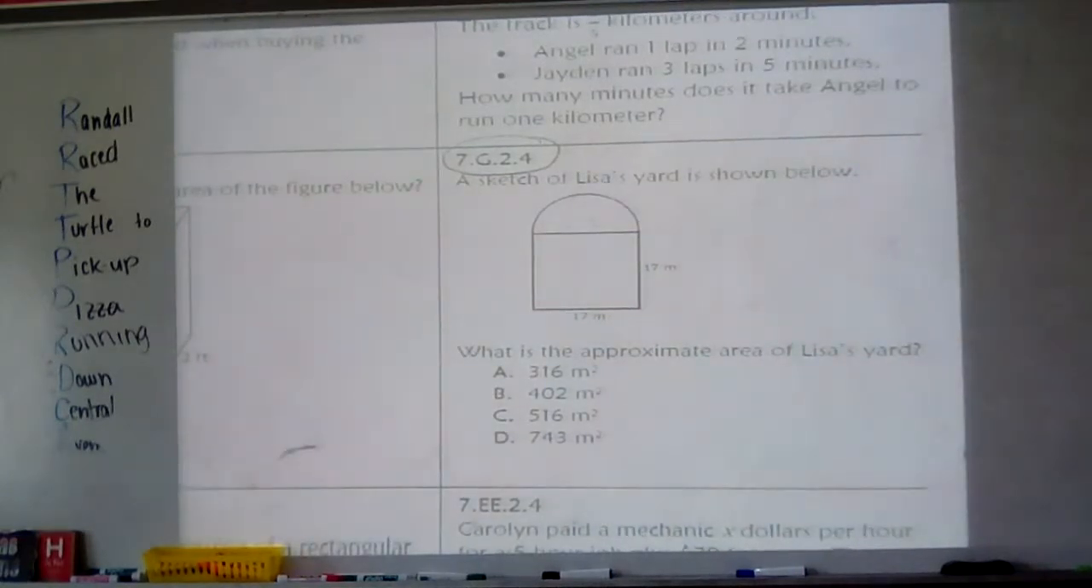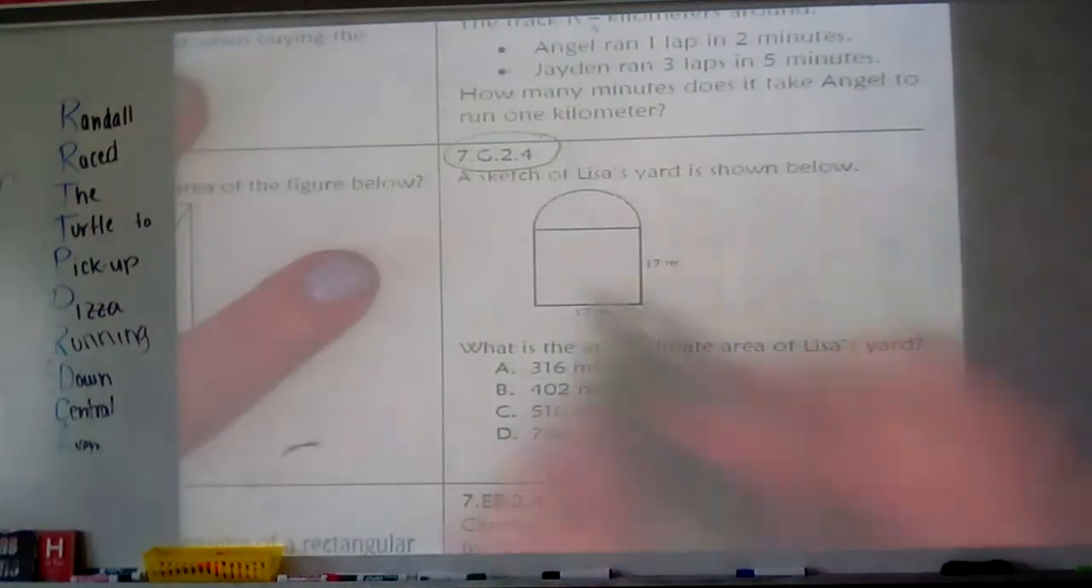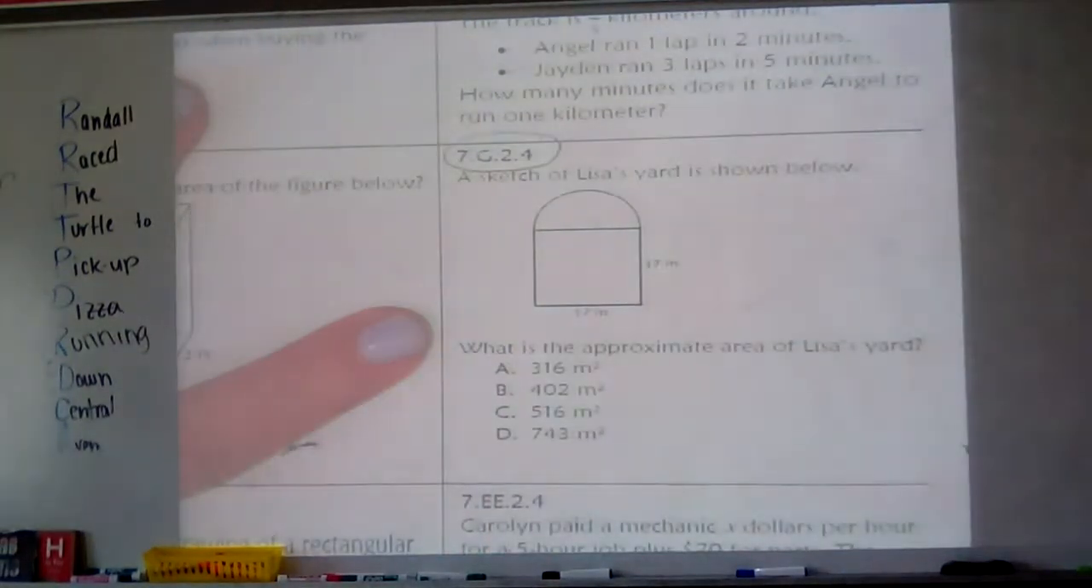Here we are looking at a sketch of a yard, and we need to find the area of her yard. This is a composite shape. We have a square and a semicircle. So I'm going to start with the square first because that's the easiest.